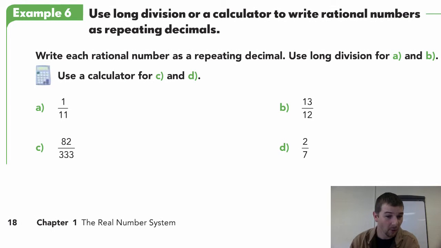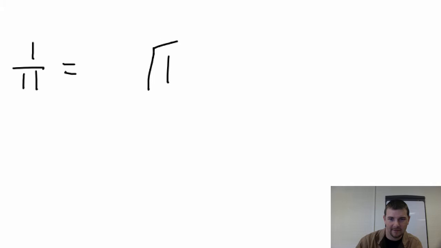And example problem 6. Use long division or a calculator to write rational numbers as repeating decimals. Write each rational number as a repeating decimal. Use long division for A and B. Use a calculator for C and D. A and B, so 1 divided by 11 can be written as 1 divided by 11. Some zeros.